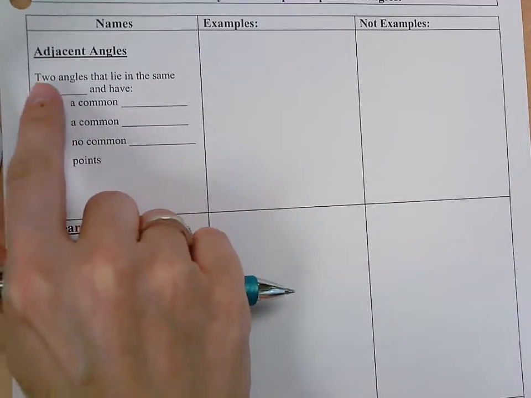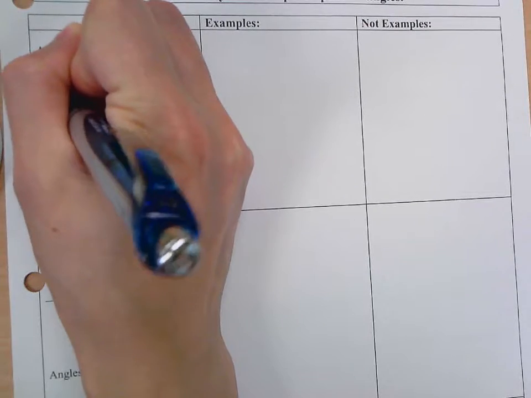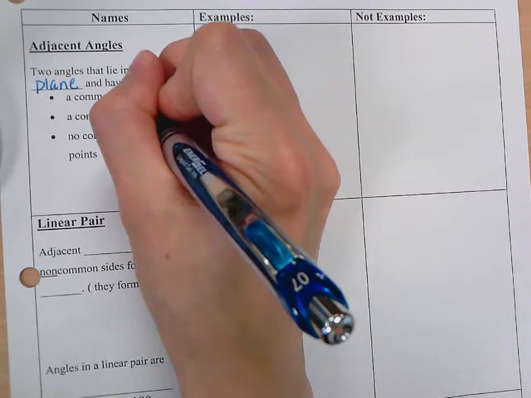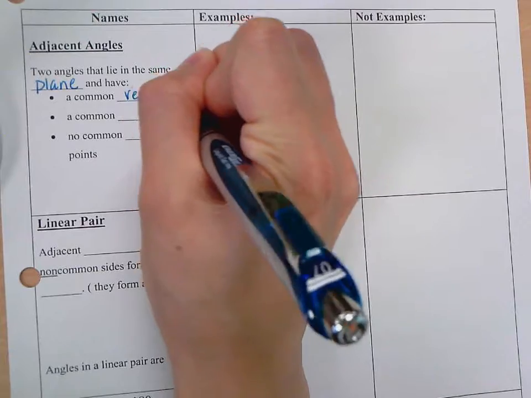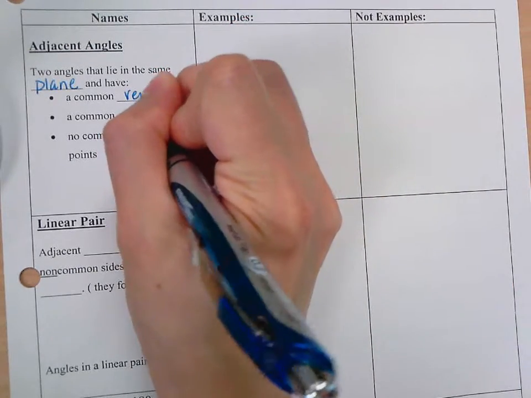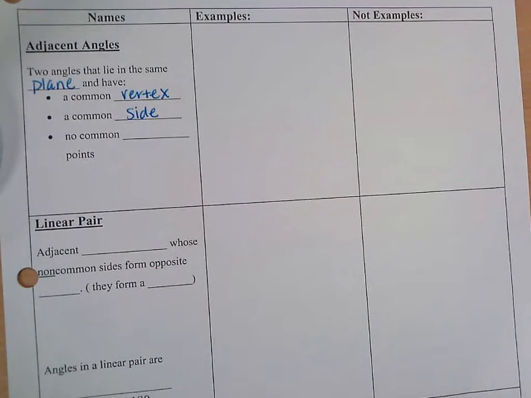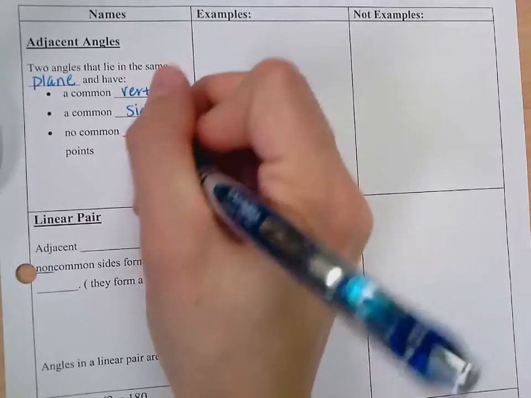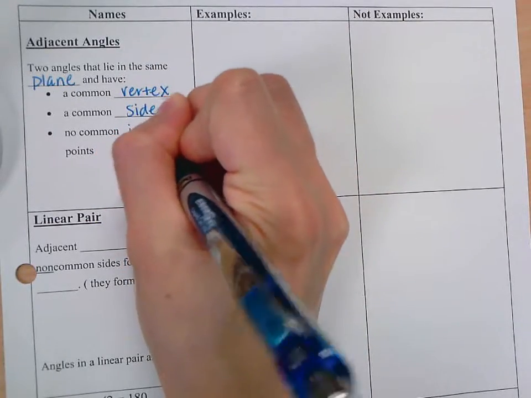And these are two angles that lie in the same plane and have the following. They have a common vertex. They have a common side, so they share a side, but they have no common interior points.